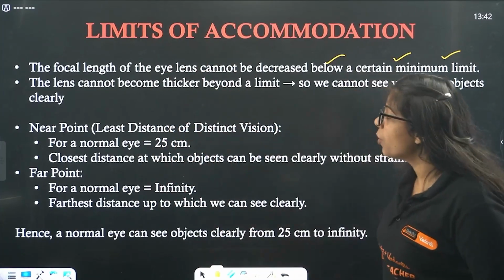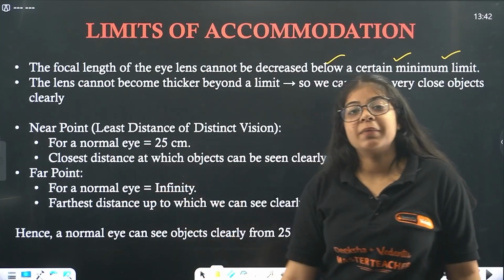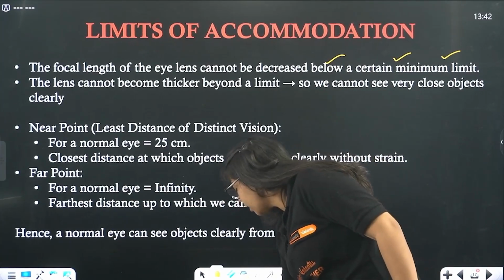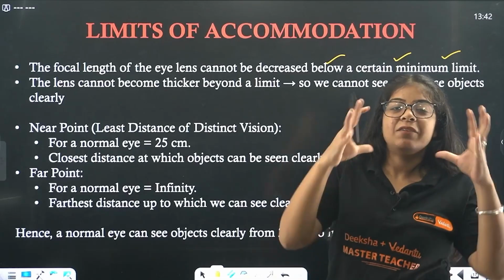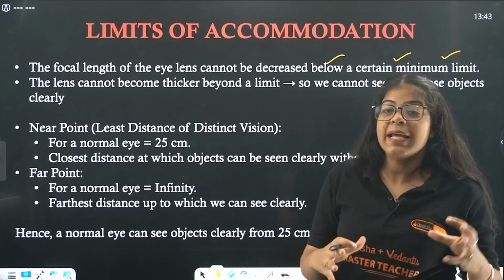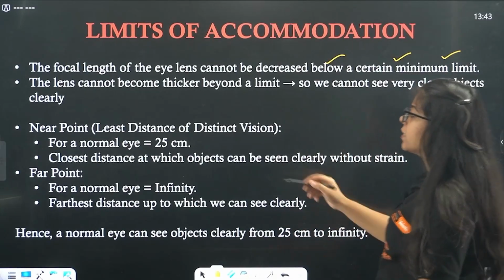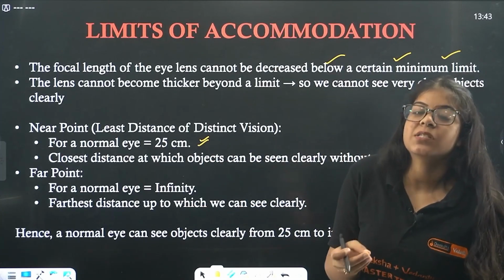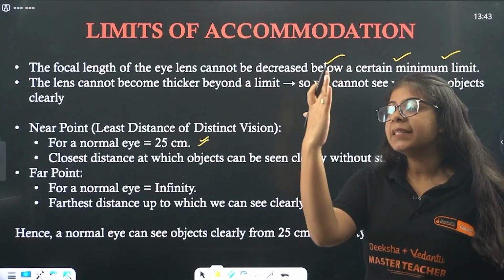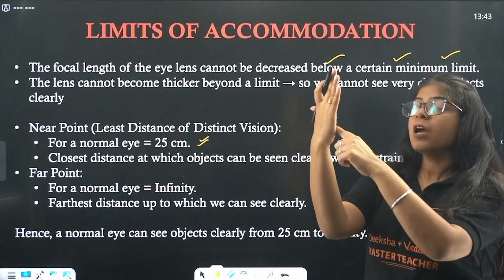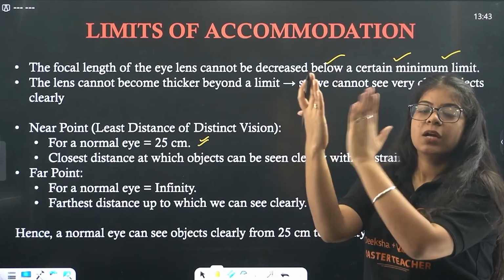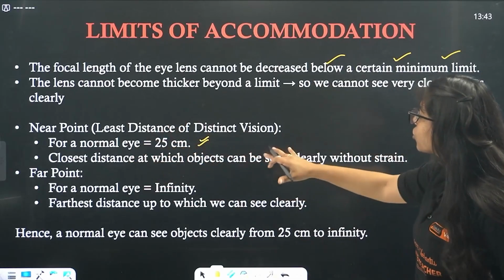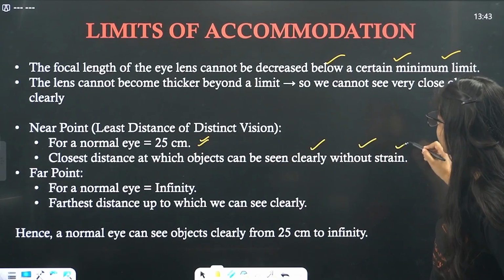Done? Now beta, the near point, the point where you can see without straining, without getting pain in your lens, is the near point. That is your 25 centimeter. That is also called the least distance of distinct vision. That means that is the least distance from where you can see objects clearly. So it is the closest distance at which objects can be seen clearly without strain.